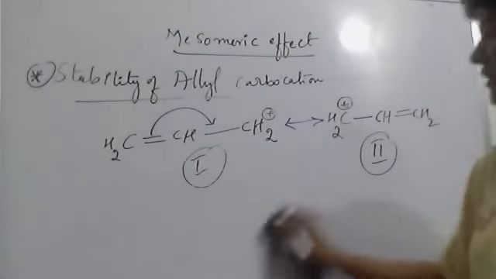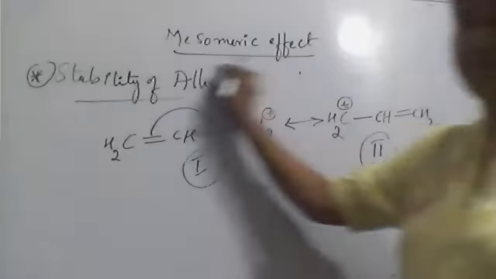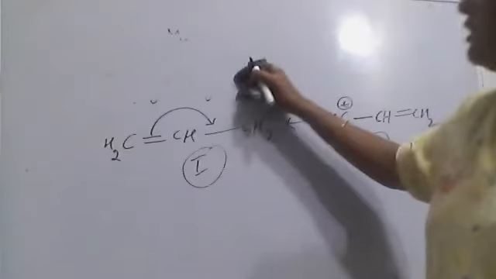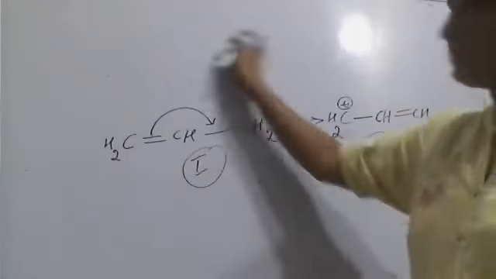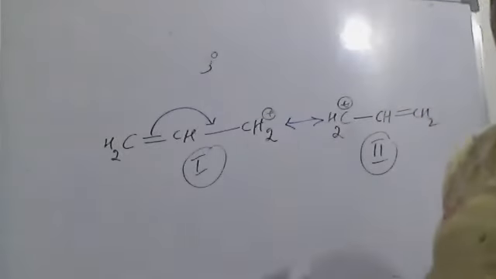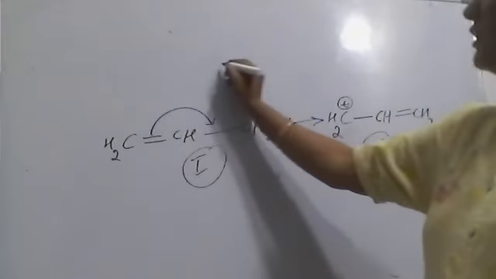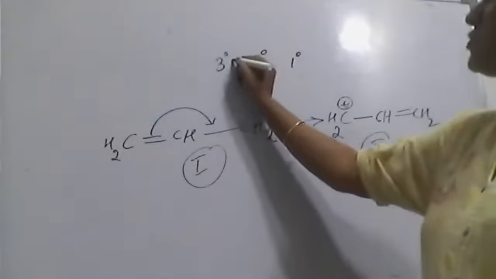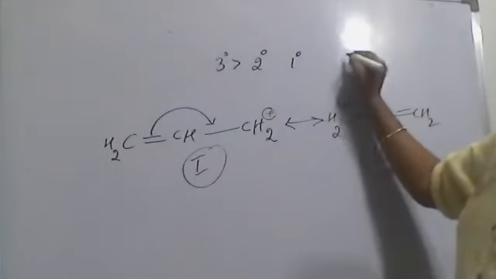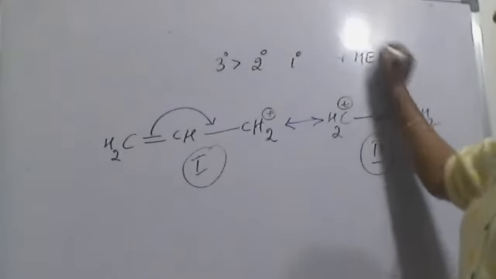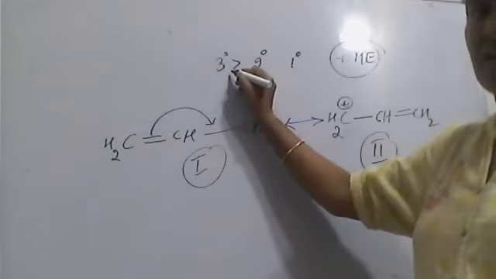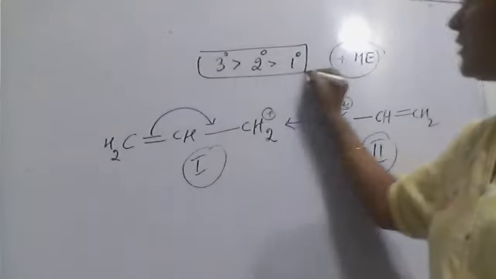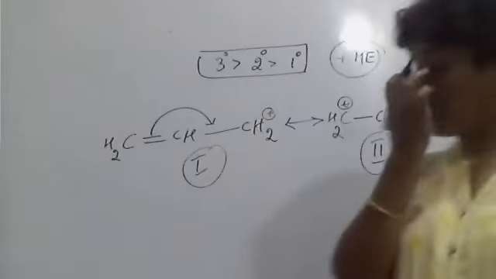So here, see, we have three different types of allyl carbocations. That is tertiary; we know that tertiary is there. Secondary carbon, then primary carbon. So according to plus mesomeric effect, due to plus mesomeric effect, the tertiary allyl carbocation is more stable than secondary, and secondary is more stable than primary. I hope you know what is primary and secondary.